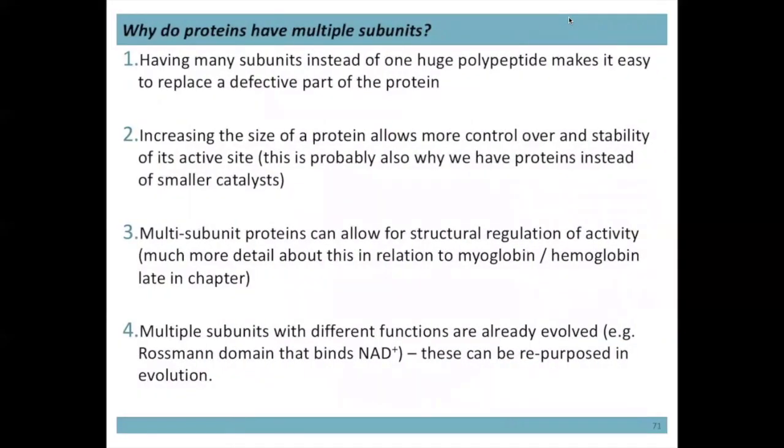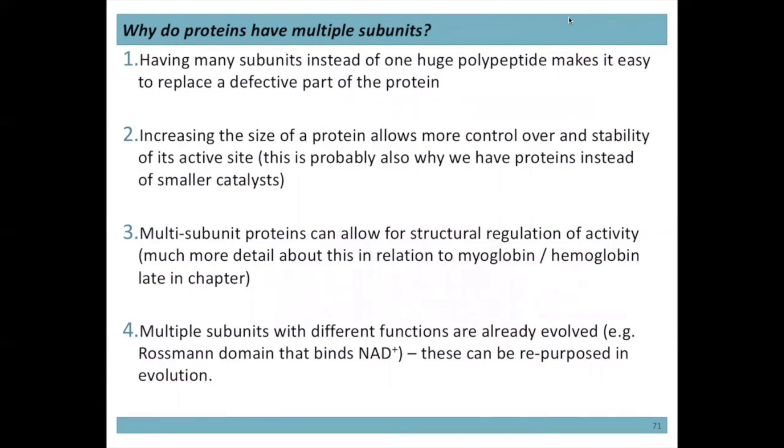So why do proteins have multiple subunits? This is important to know. Having many subunits instead of a huge polypeptide makes it easy to replace a defective part of the protein. Instead of having one tire, if you had 4 tires and one goes flat, it's going to be easier to replace that tire. Plus, it's easier to ride on 4 tires than on a unicycle, because on the unicycle you have to pedal, and in a car, you just have to push the gas pedal.